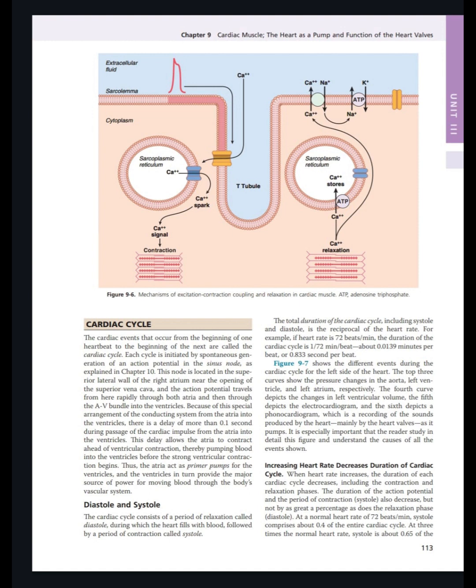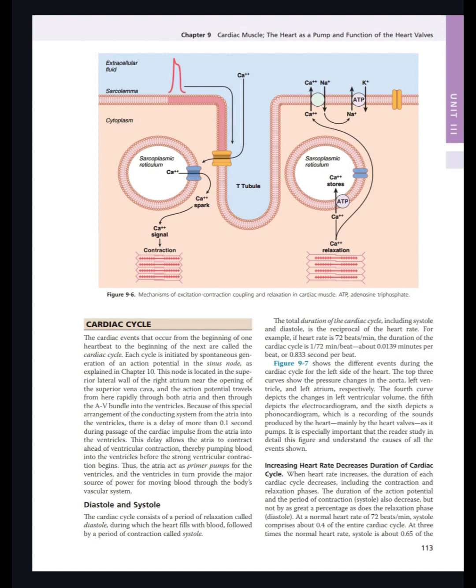Then continue highlighting. Because of the special arrangement of the conducting system from the atria into the ventricle, there is a delay of more than 0.1 second during passage of the cardiac impulse from the atria into the ventricle. This delay allows the atria to contract ahead of ventricular contraction, thereby pumping blood into the ventricle before the strong ventricular contraction begins. Thus, the atria act as a primer pump for the ventricles, and the ventricles in turn provide the major source of power for moving blood to the body vascular system.